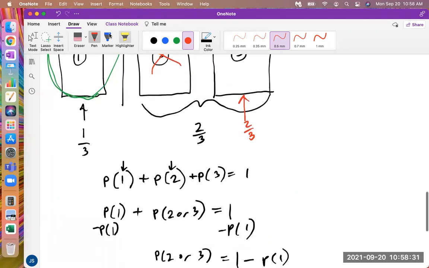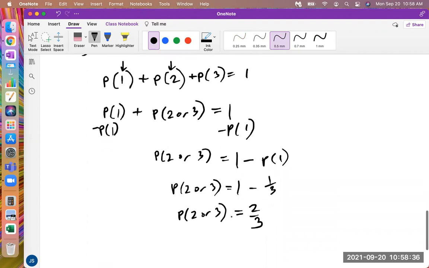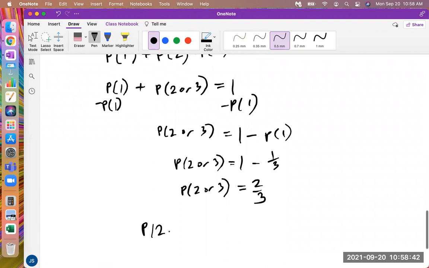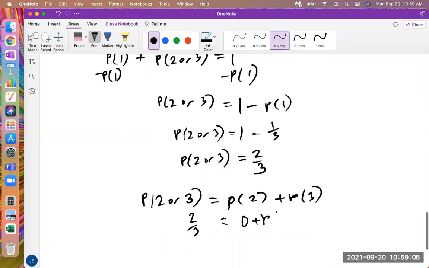Because the probability of 2 or 3 is going to equal the probability of 2 plus the probability of 3. And the car can't be behind both 2 and 3 at the same time, so we don't have to worry about that. We can just use the simpler OR equation. But the probability of 2 is now 0. We know the probability of 2 or 3 is 2/3. So that leaves us to believe the probability of 3 is 2/3.